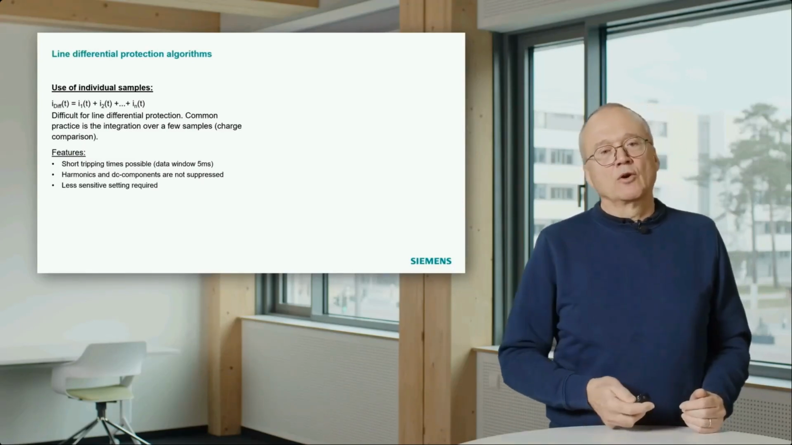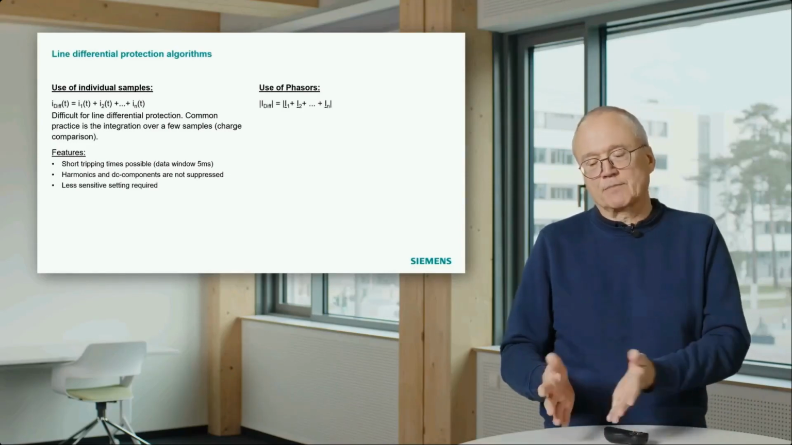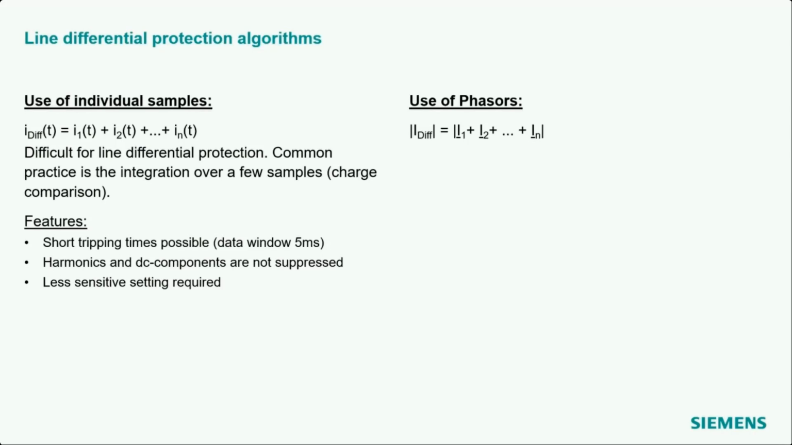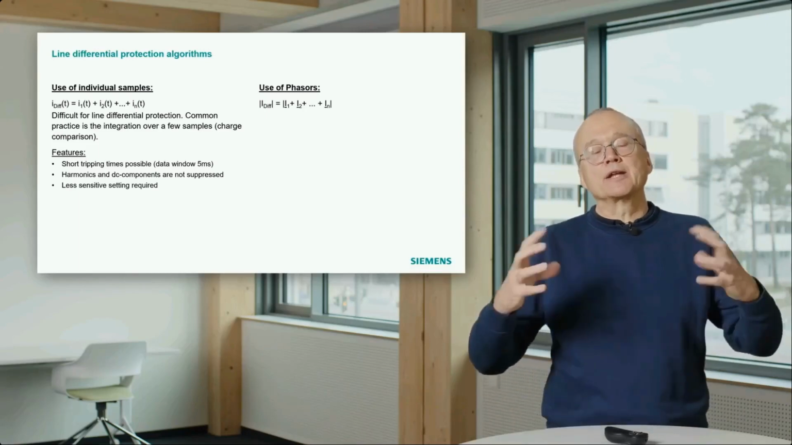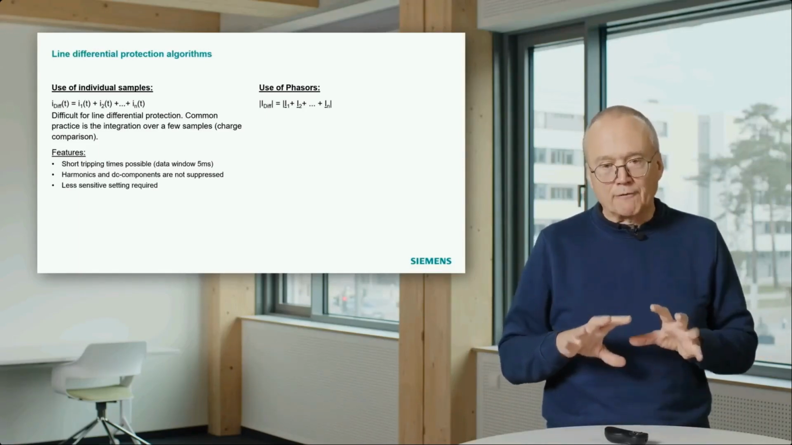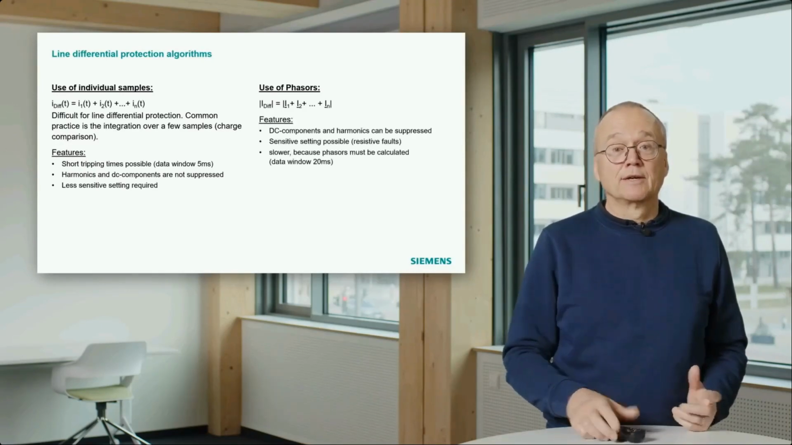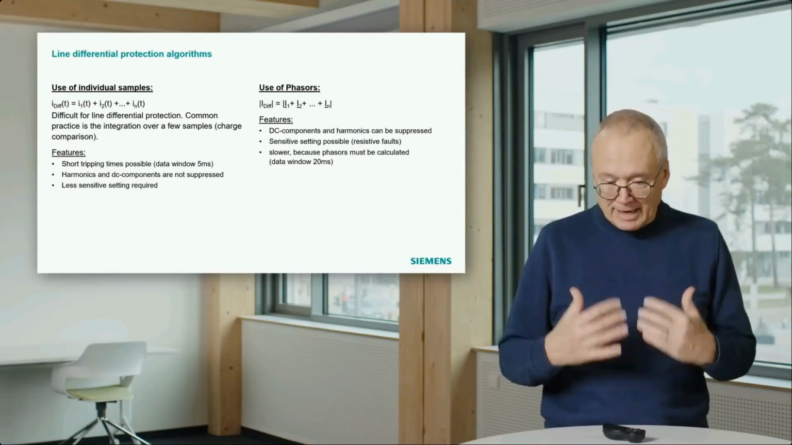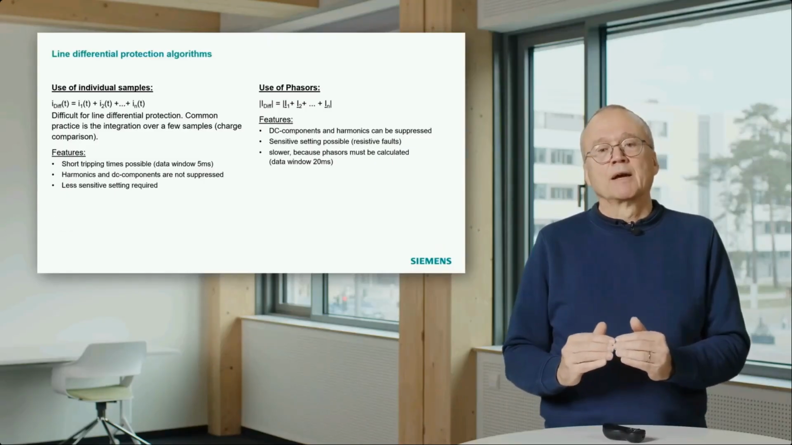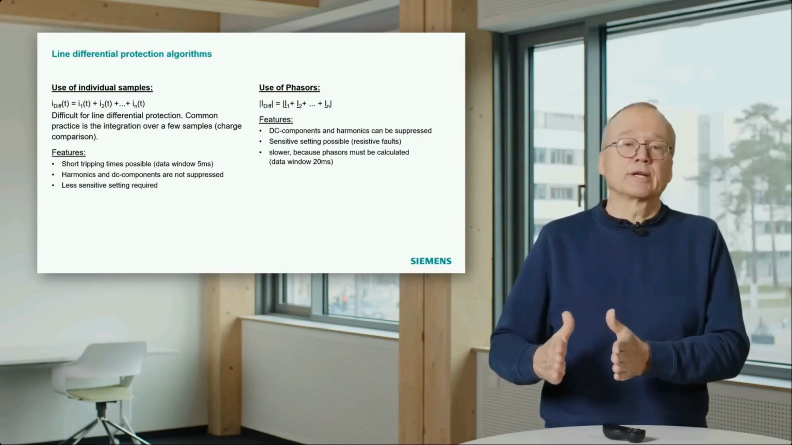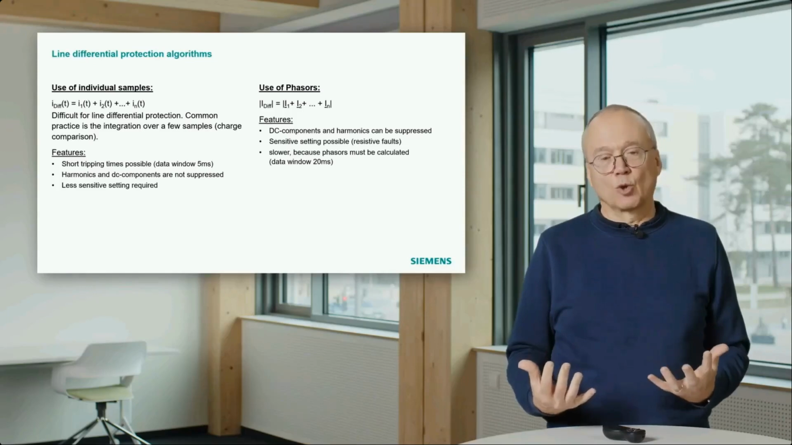On the other side, we can calculate the phasors. That means we need a longer data window, typically one period, 20 milliseconds, or 16 milliseconds in a 60 Hertz system. Calculate from that the differential current and then apply the differential principle on phasors. That has a few advantages. By the application of these phasors, we have pretty good filtering. That means we can filter out all disturbing things like harmonics and DC components. And for that reason, we can make a very sensitive setting. But as we need longer data windows to calculate the phasors, the whole thing is a bit slower.